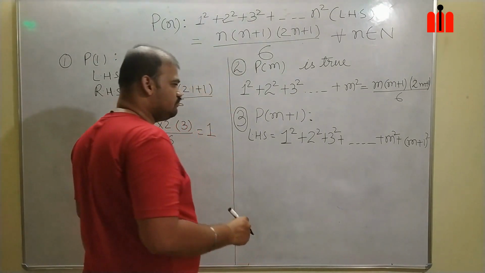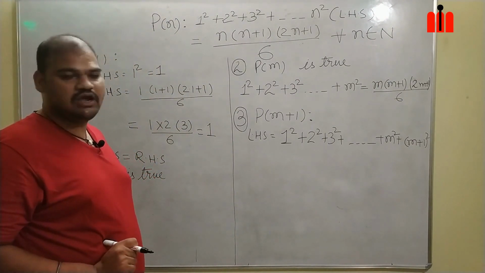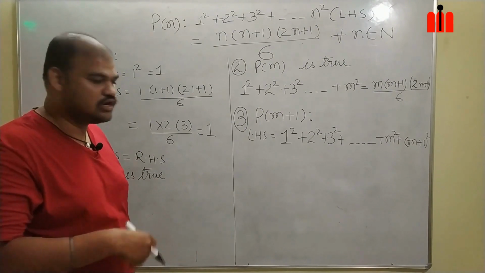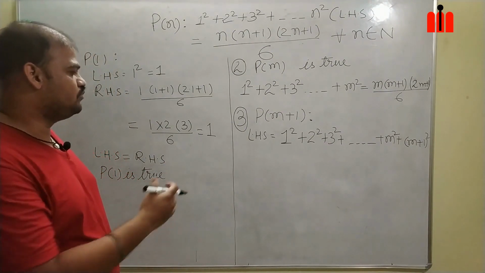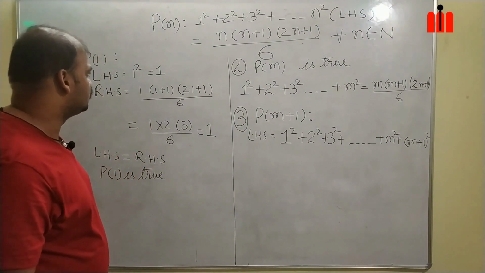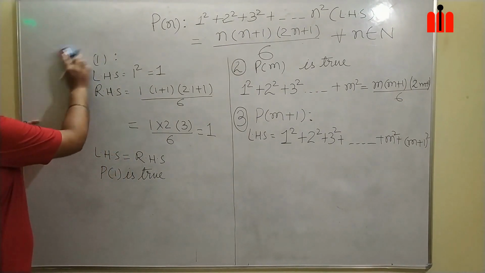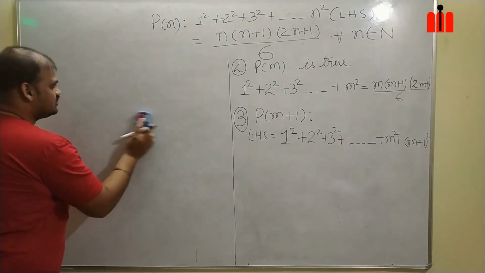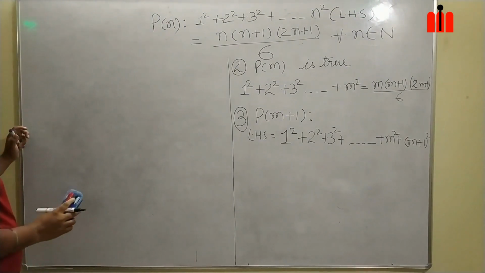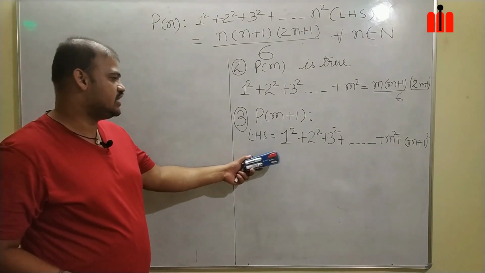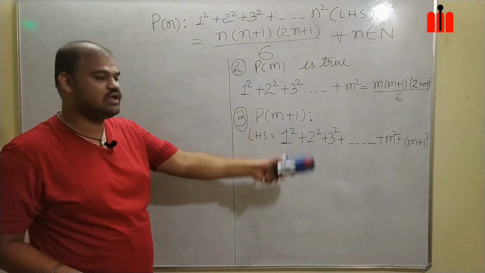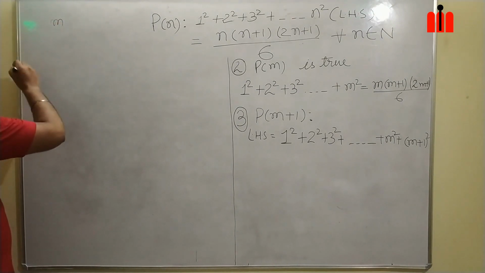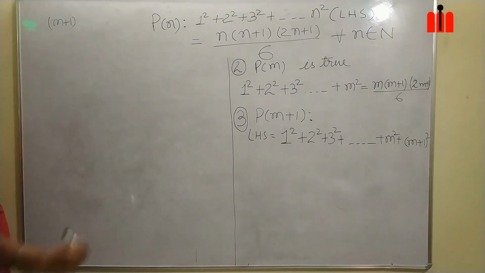Now, before moving to the further step, what we have to do? We have to first anticipate how my RHS will look like, and we have to work towards that. So I will rub this out because the P1 initial check is done and it is no more required. To see how my RHS will look like, I will substitute n is equal to m plus 1 in RHS. So once you substitute, you will get m plus 1 into m plus 1.